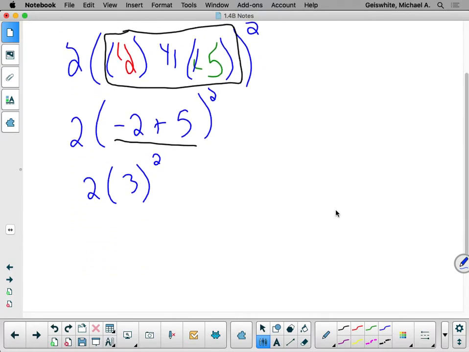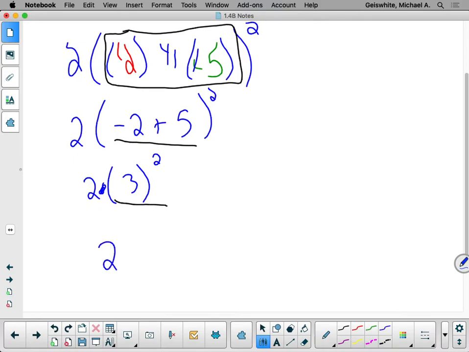We have 2 things left that we need to do. We have 2 times 3, and then we have 3 squared. So which of those do we do next? The 2 times 3 or the 3 squared? What do you think? The 3 squared, right. We do the exponents next. So I'm going to do the 3 squared.